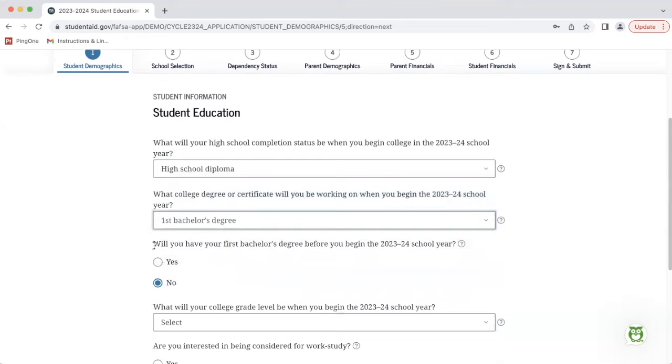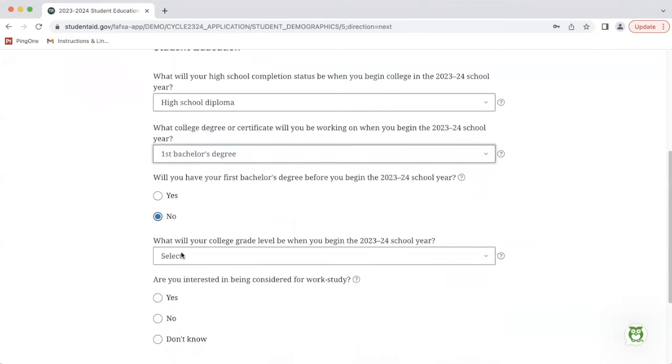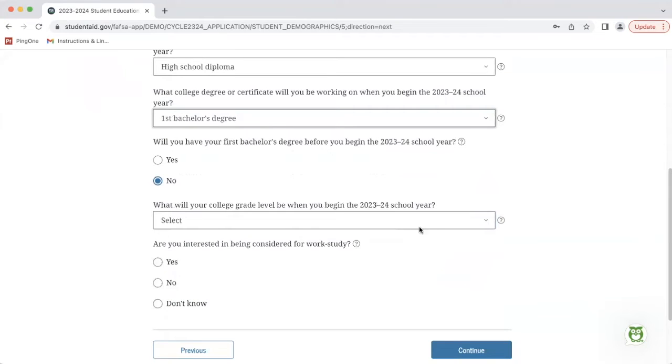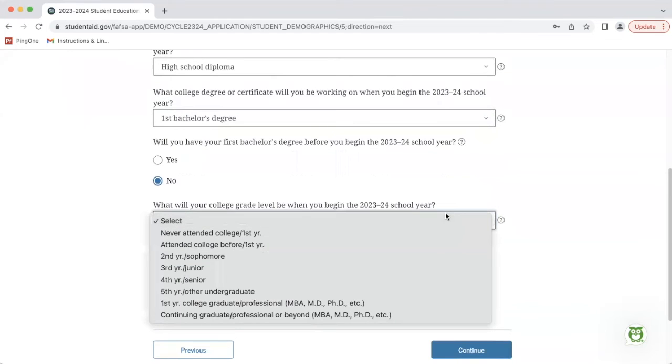Next question is, will you have your first bachelor's degree before you begin the 23-24 school year? And the answer would be no in that example. What will your college grade level be when you begin the 23-24 school year? Now, this is one that can trip some people up. There are a lot of options to choose from. Never attended college first year would be the best selection in this question when it comes to a senior graduating from high school starting out in college.